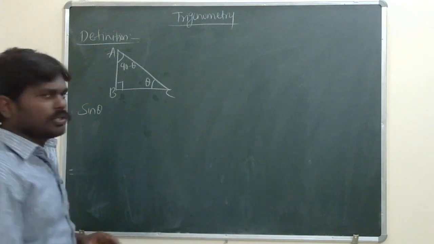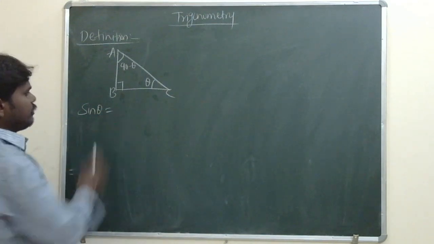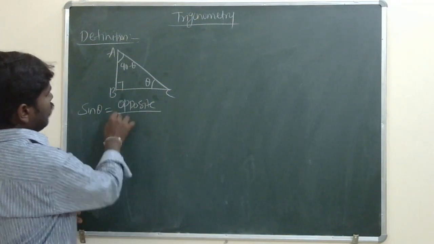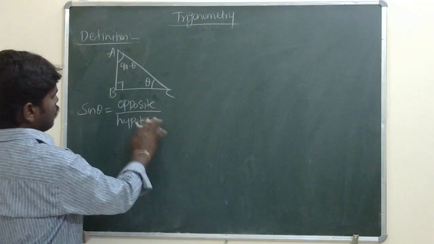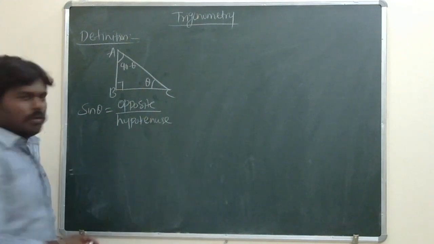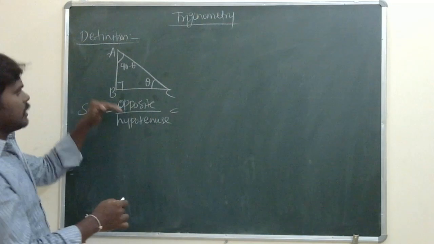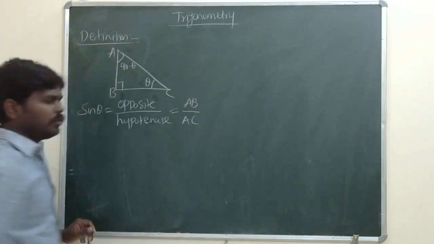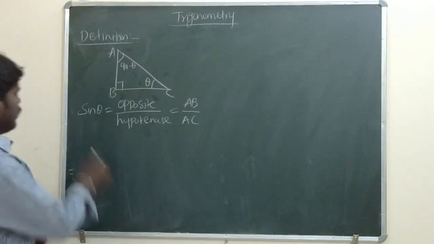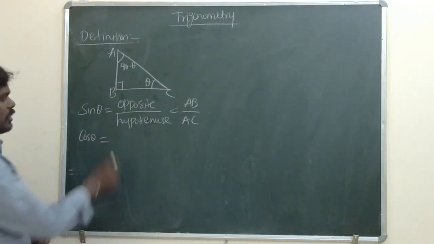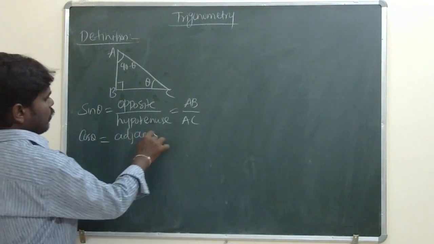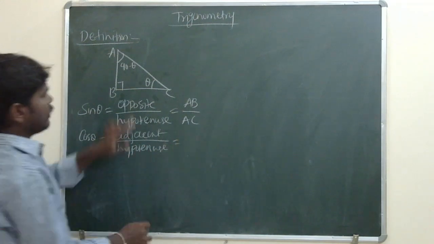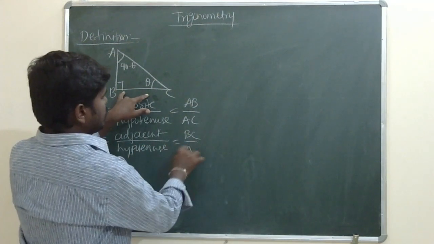So first trigonometric ratio is sin theta. Sin theta is defined by opposite by hypotenuse. Okay. So here what is opposite to the theta means here AB by hypotenuse is AC. So AB by AC is nothing but the sin theta. Next cos theta. So here cos theta is nothing but adjacent by hypotenuse, and here adjacent is BC and hypotenuse is AC.